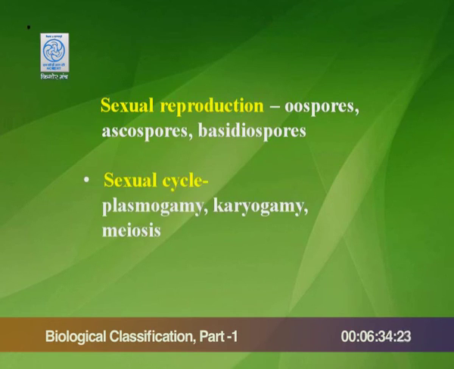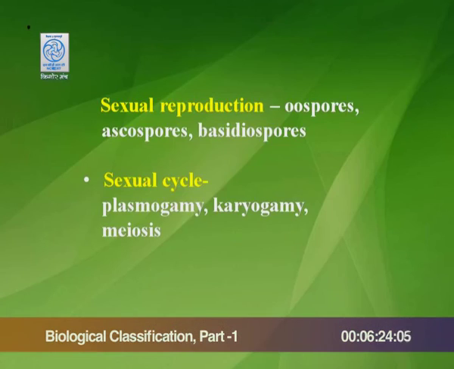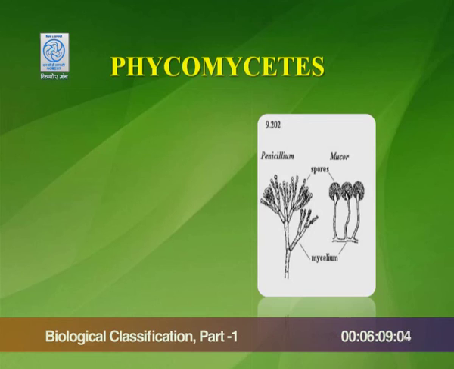The sexual cycle follows three stages: plasmogamy, karyogamy and meiosis. Plasmogamy is the fusion of protoplast. Karyogamy is the fusion of nucleus, which results in the formation of zygote. This zygote then undergoes meiotic division and forms haploid spores.